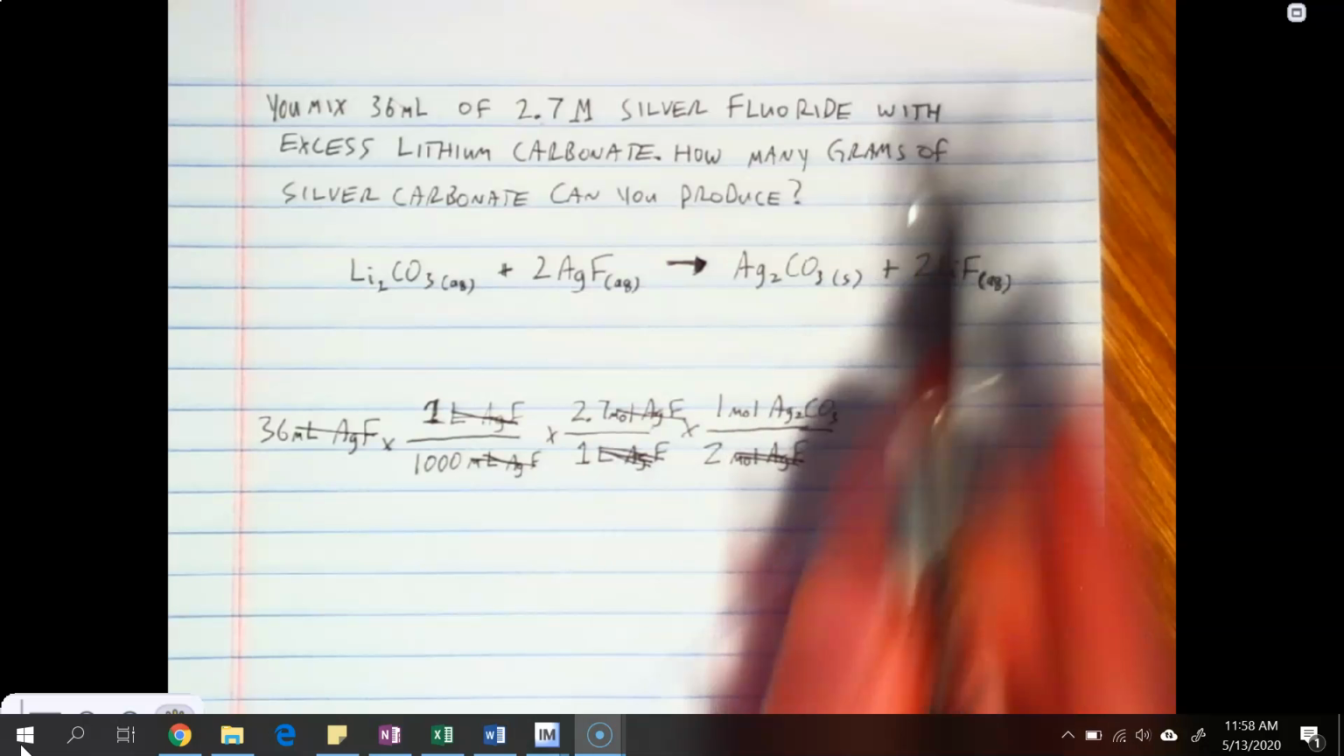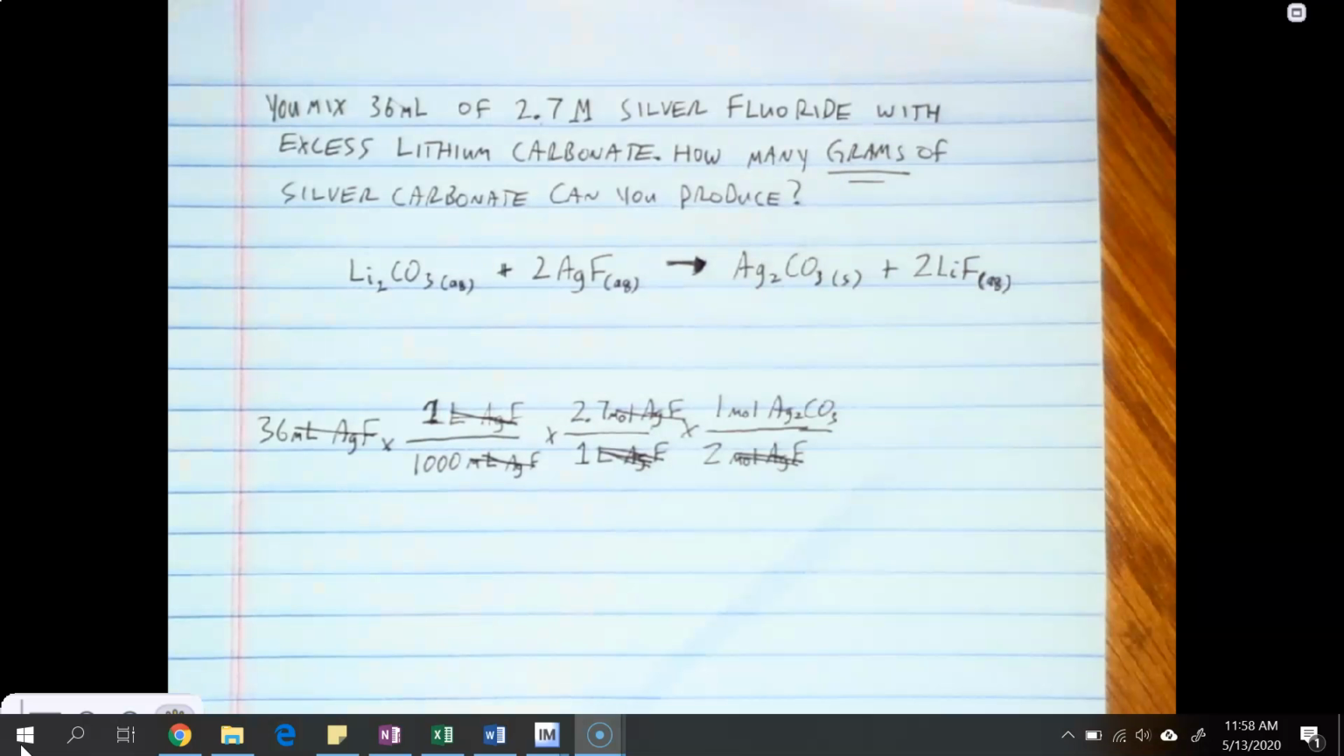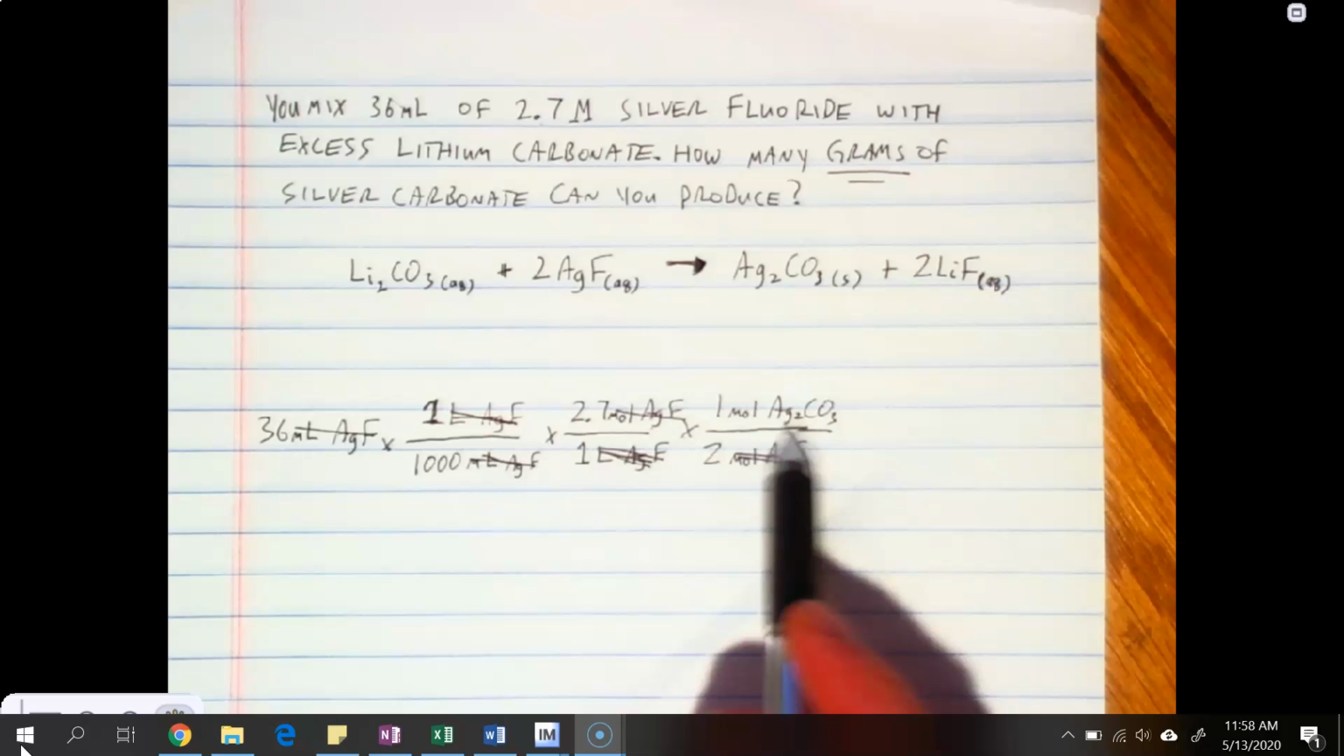I'm not asking you for moles of Ag2CO3, though. I'm asking you for grams. So our last step is to go from moles to grams. That you should know how to do. So I'm going to have you pause the video again, take a second, maybe use some of the tools available to you, and go, okay, how can I get a relationship between grams and moles of Ag2CO3?